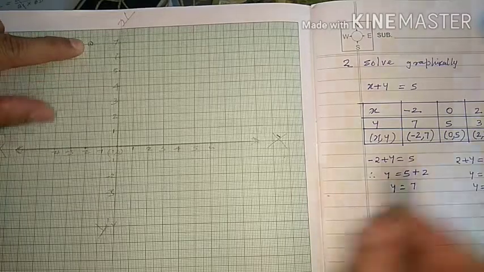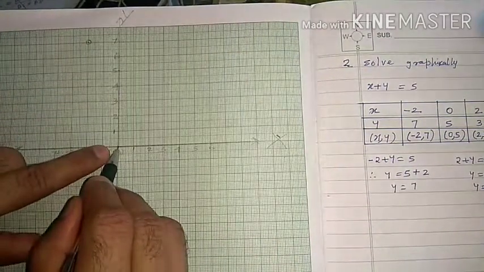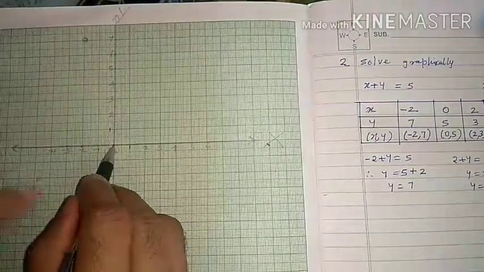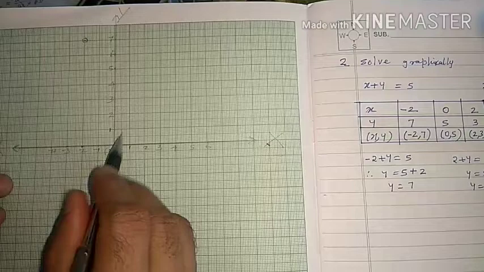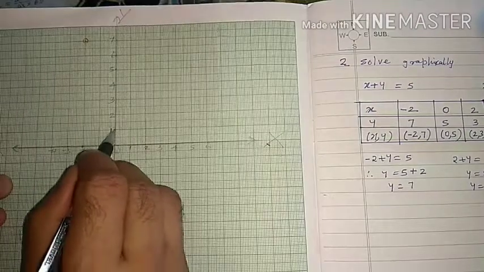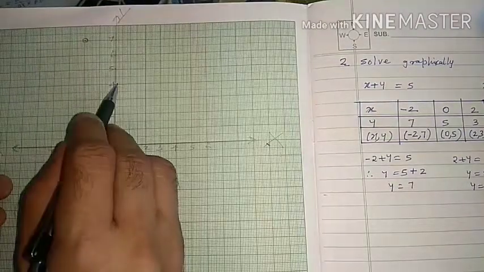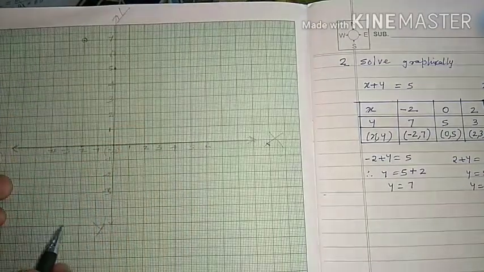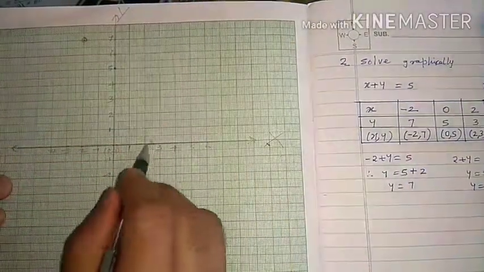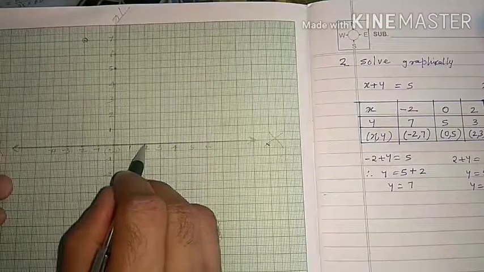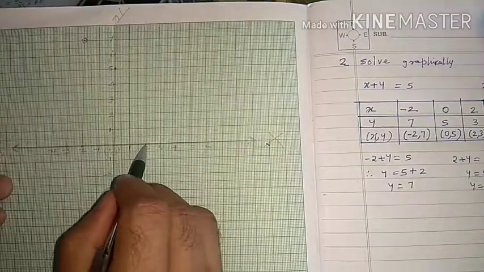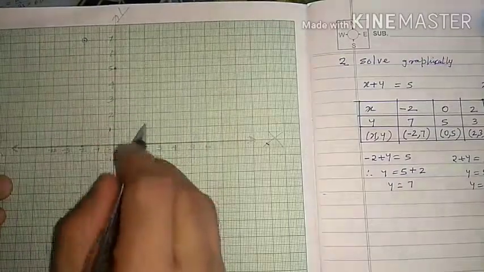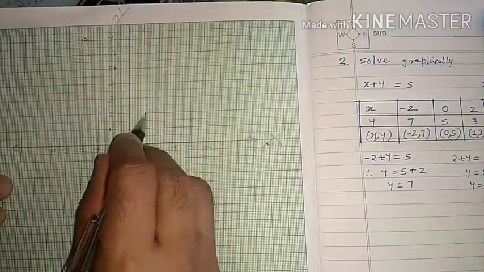Next is x is 0, y is 5. At x-axis 0, y is plus 5 means 5 units you have to go up. So here it is 1, 2, 3, 4, 5, this point. And the third point is 2, 3. X is 2, y is plus 3. At x is 2, y is plus 3, from here 1, 2, 3.